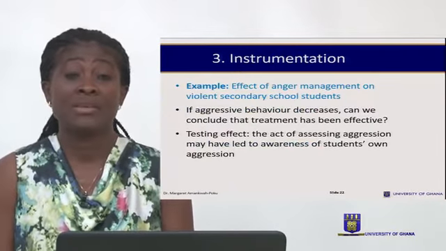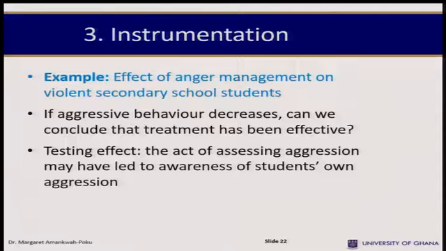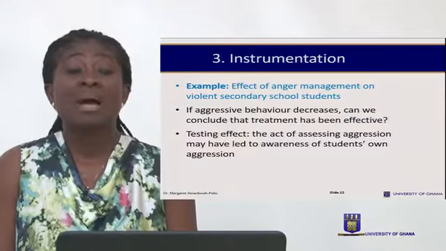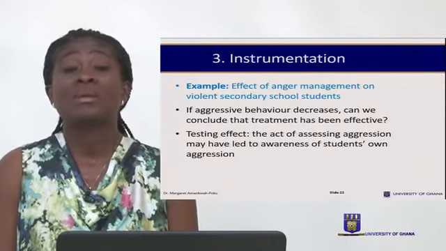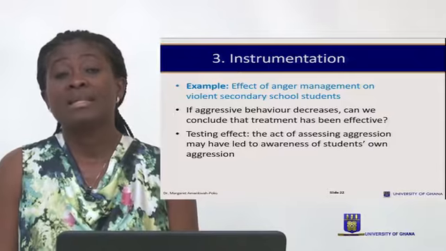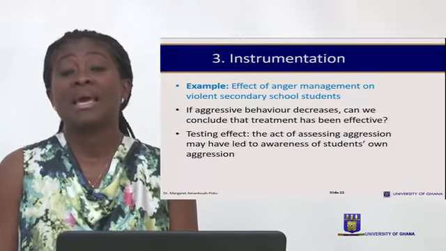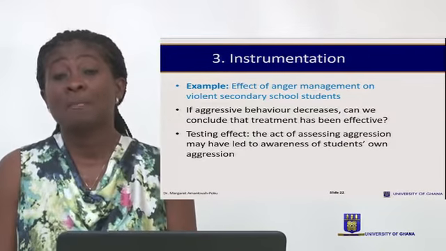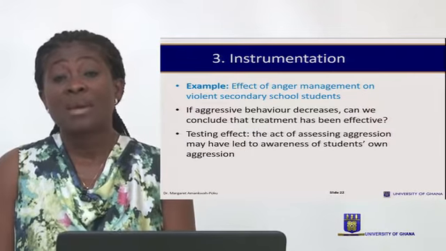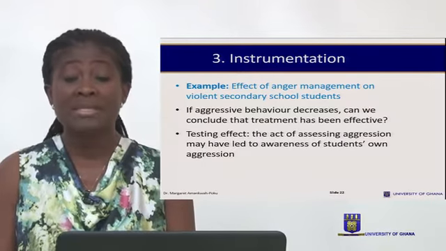Now let me use the same old example of the effect of stress management on violent behavior. Again, you can have testing effects occurring in this instance, where perhaps just by taking the first test, the students become aware of their aggressive behavior. Perhaps they were not aware that they were behaving in aggressive ways, but as they read the items on the questionnaire, they noticed that their behavior was aggressive. So they reduced their aggressive behaviors, and when we take the post-measurement, we notice that they have reduced the aggressive behaviors. It may not be because of the anger management, but because they became aware of the aggressive behaviors.